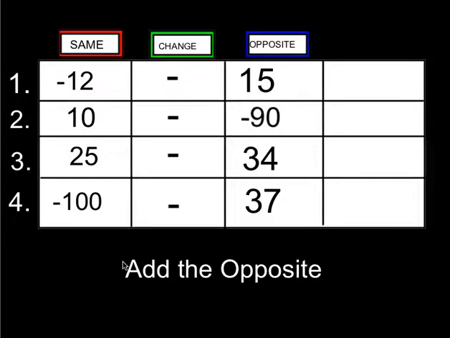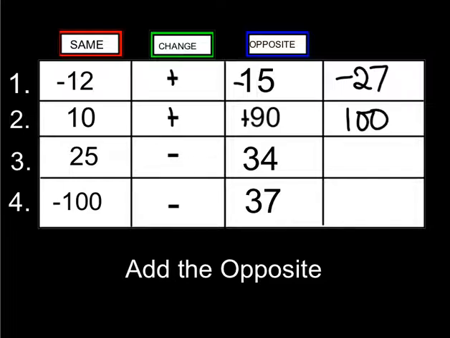So let's change a couple of these. We have negative 12 minus 15. Well, that's the same as negative 12 plus a negative 15. We can just add up those numbers to 27 and keep the negative sign. And then we could do 10 plus 90 and get 100.